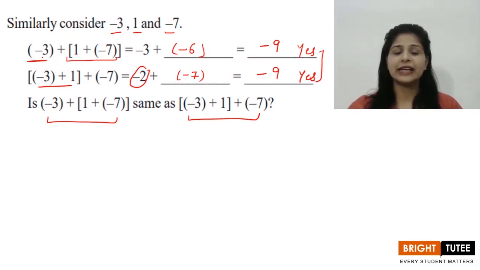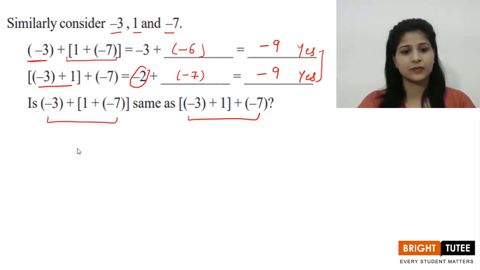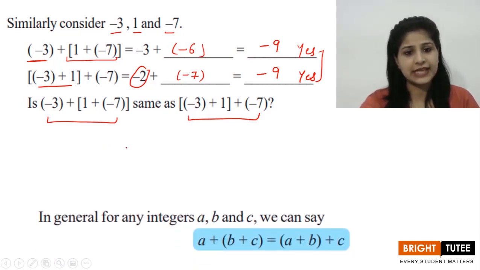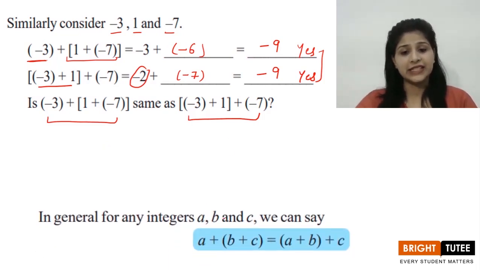Whether you add a plus b and then add c to it, or you add b plus c together and then add a, you are going to get the same answer in both the cases. So, what we can say? We can say that for any integers a, b and c, (a plus b) plus c is equal to a plus (b plus c). So, whatever way we add, we are going to get the same answer.